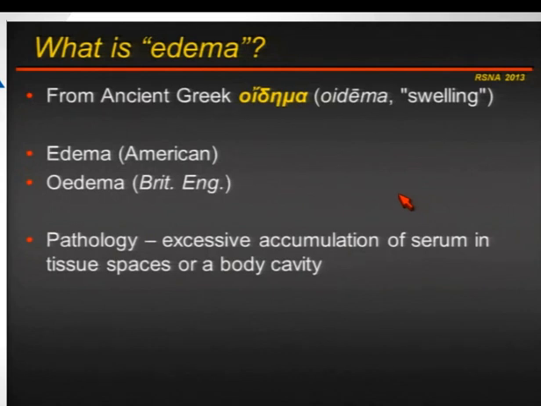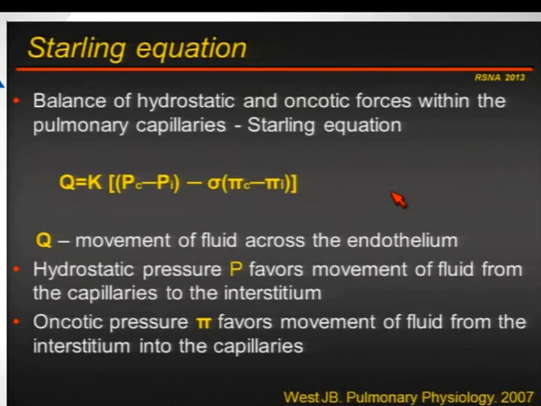What is edema? It comes from ancient Greek, and it means pathology of excessive accumulation of serum in tissue spaces or body cavity. The Starling equation describes the balance of hydrostatic and oncotic forces within the pulmonary capillaries, and it focuses on Q, the net movement of fluid across the endothelium, where the hydrostatic pressure P favors the movement of fluid from the capillaries to the interstitium, and the oncotic pressure pi favors exactly the opposite.